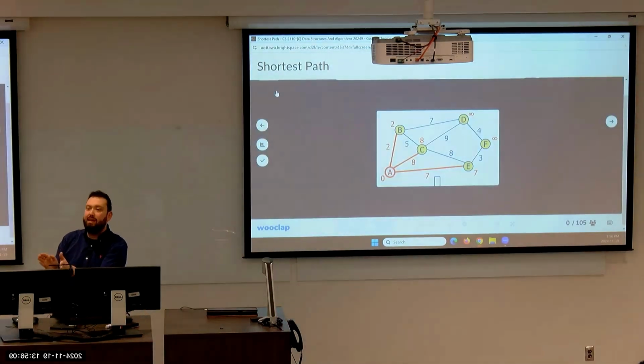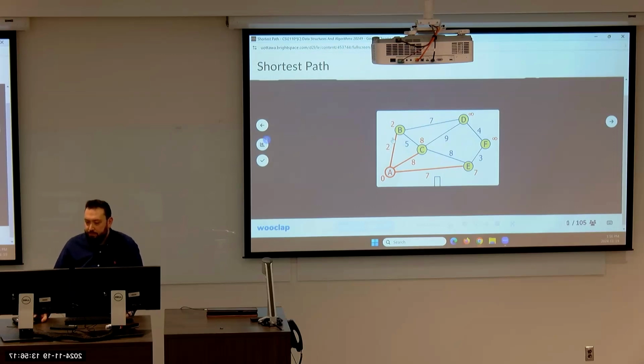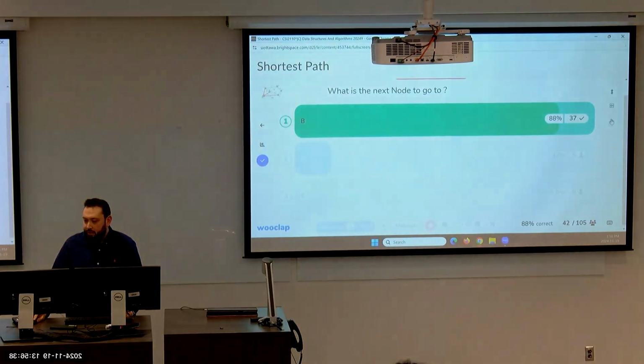Now, let's do this example together. So here, don't look at the dotted edges and colors and stuff, because I did this manually. Just focus on the nodes and the edges, the edge weights. So what is the next node to go to? We have B, C, or E. We're warming up. So B, of course. Why B? 2 is better. We're always going to want to go to the shortest path.